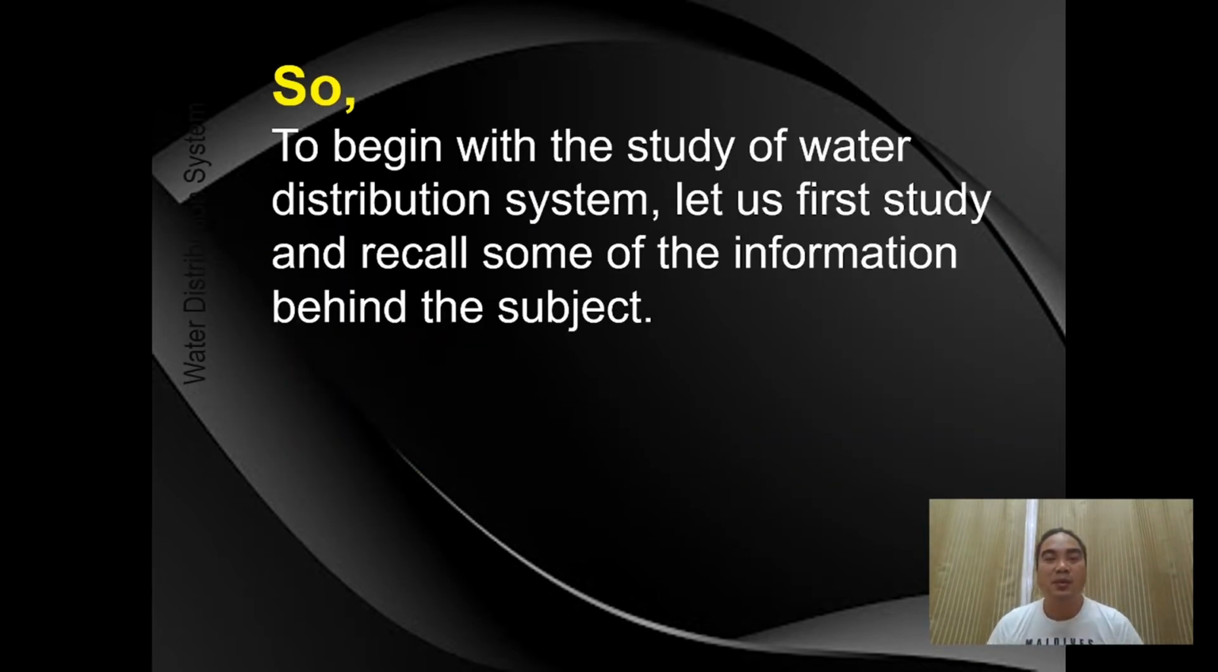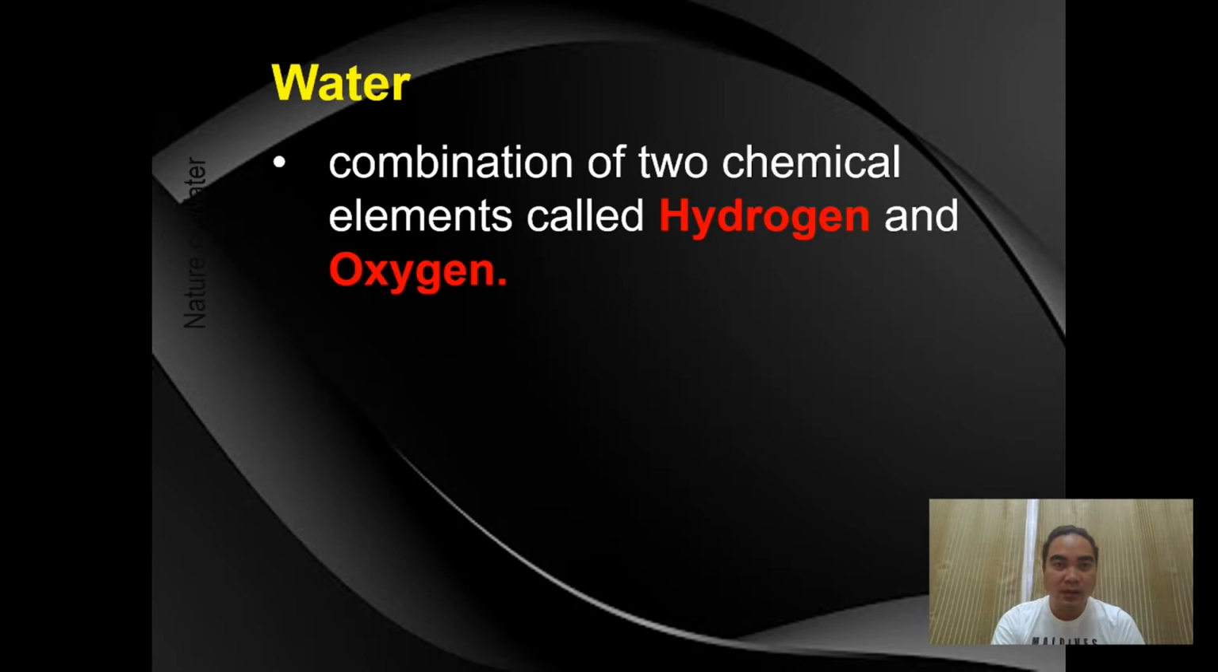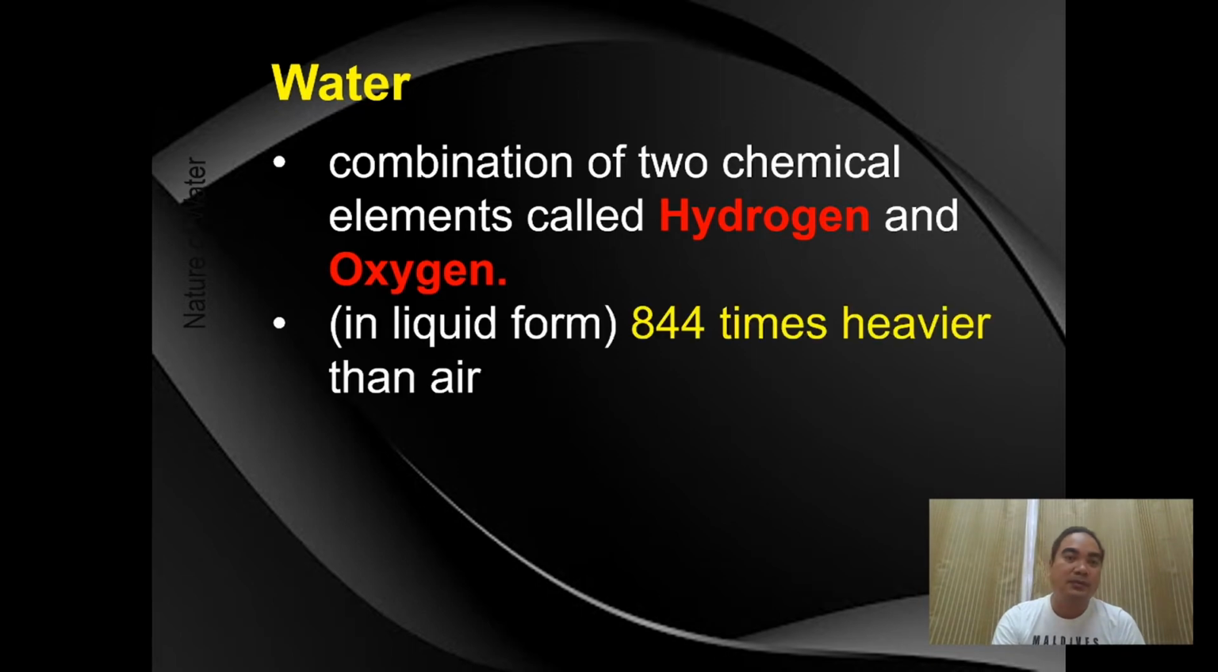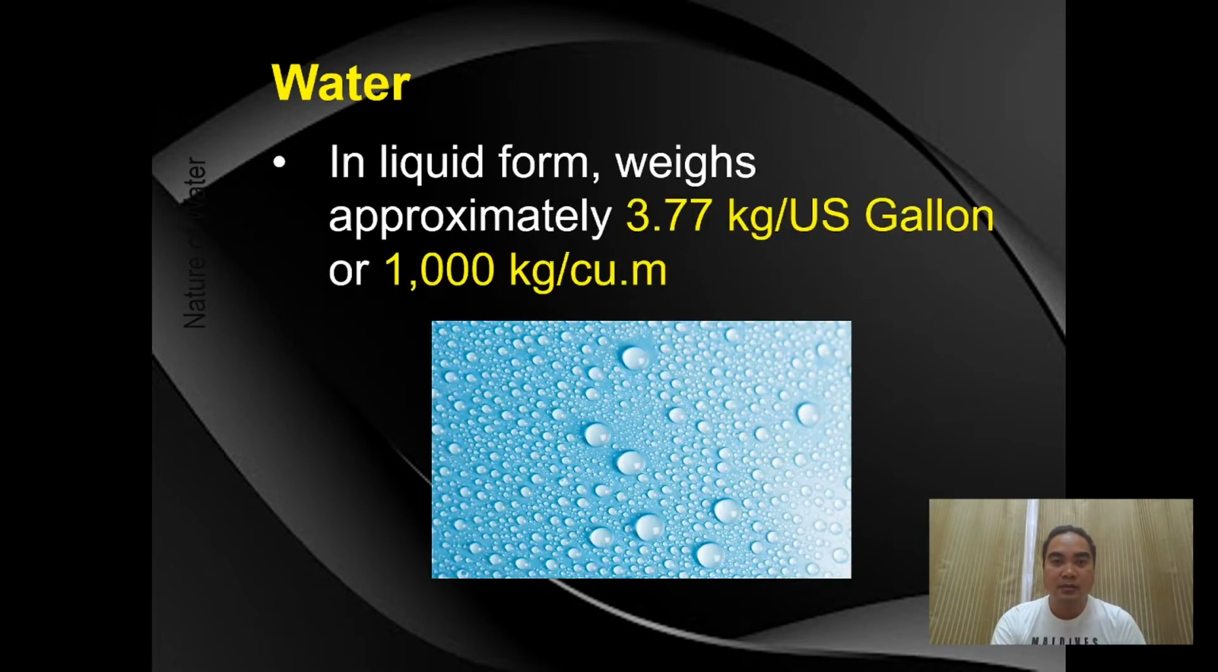So, to begin with the study of water distribution system, let us first study and recall some of the information behind the subject. Nature of water. Water is a combination of two chemical elements called hydrogen and oxygen. In liquid form, it is 844 times heavier than air. In vapor form, lighter than air. Water in liquid form weighs approximately 3.77 kg per US gallon or 1,000 kg per cubic meter. So, isa pang information dito, normally 1 liter of water is approximately equal to 1 kilo.